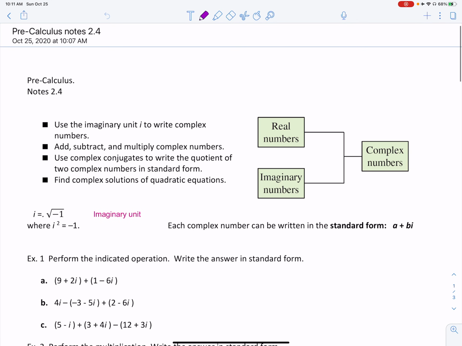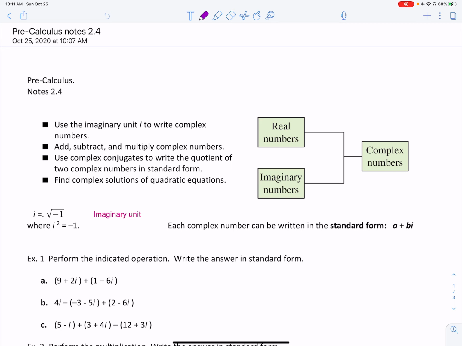For Calculus Notes 2.4, we're going to be working with the imaginary unit i to write complex numbers. So far, we've just been working in the real numbers, and now we're going to bump up to the complex numbers. Complex numbers are composed of real numbers and imaginary numbers. And we have in this unit that i, which is equal to the square root of -1, is what we call the imaginary unit, so that i squared is -1.